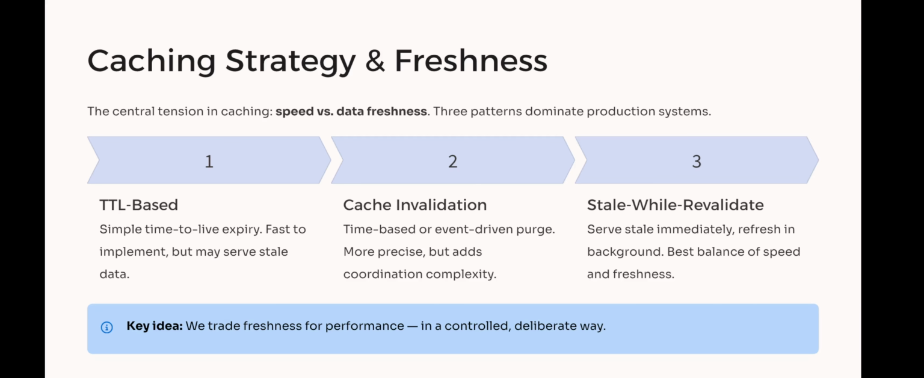Most systems use TTL-based caching, which is simple but may return stale data. We can also use cache invalidation, either time-based or event-driven. A common compromise is stale while revalidate. We serve slightly stale data immediately and refresh it in the background. So the key idea is we trade freshness for performance in a controlled way.